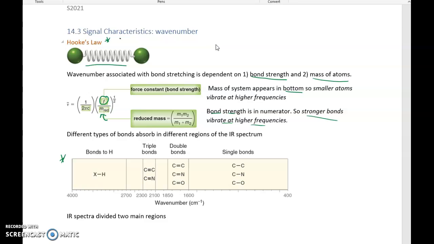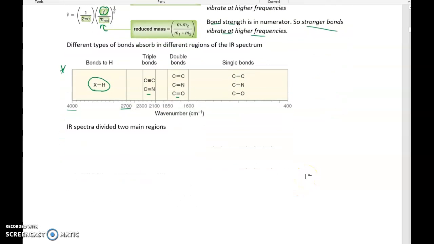And that boils down to this diagram right here. Anything, X, bonded to hydrogen is going to appear between 2700 and 4000. We'll have our triple bonds between 2200 and 2300, and our double bonds between 1600 and 1800. Single bonds will appear below 1600, and as you'll see, the bottom part, the right part, will look kind of messy.